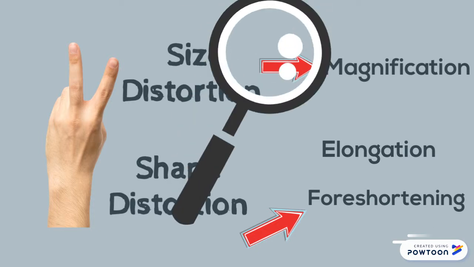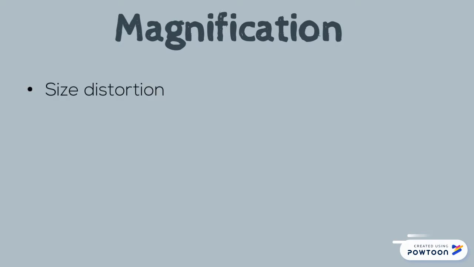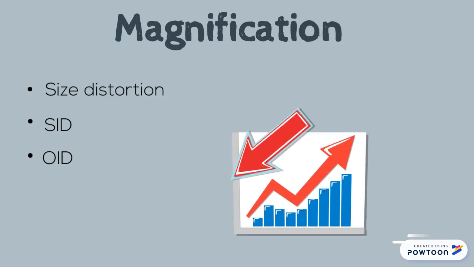Let's take a closer look. Magnification is only correlated with size distortion and is controlled by the SID and OID. The source to image receptor distance, known as the SID, is the distance of the tube from the image receptor, affecting magnification. The object to image receptor distance, OID, is the distance between the object and the detector. The closer the anatomy is to the detector, the less magnification and distortion. Meaning we want to increase SID while decreasing OID.